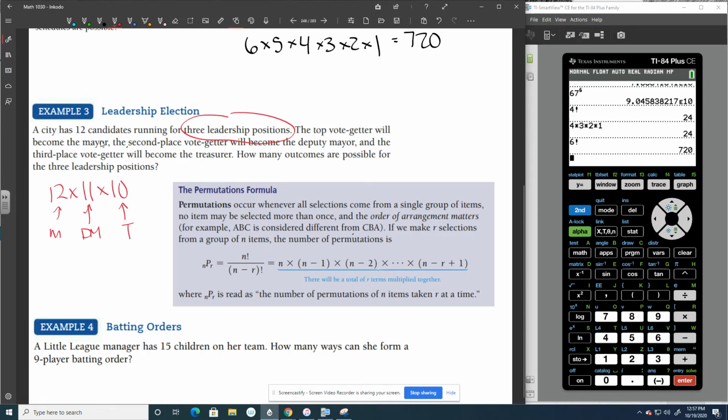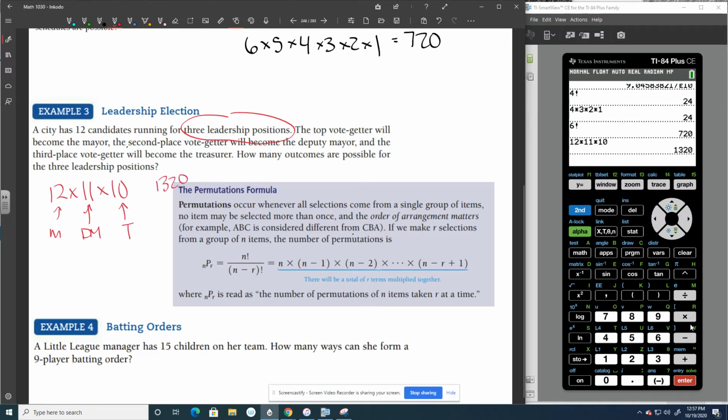If it was like a committee where the order doesn't matter, that would be different. But this order matters. So there's a couple of different ways you can do this. You can just do 12 times 11 times 10. I can just stop there. I've got 12 choices, then 11 choices, then 10 choices, which gives me 1320.